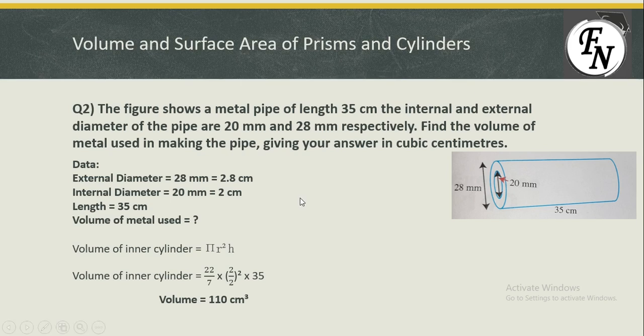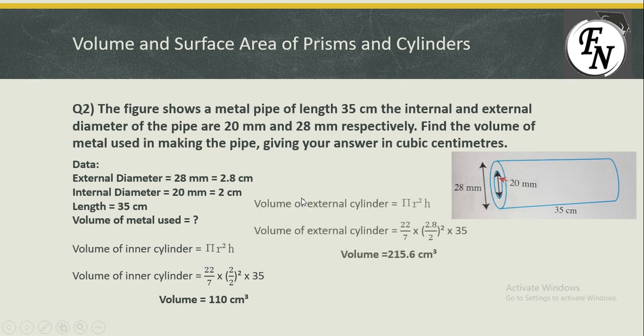After that we will be working on the external diameter. So external volume will be pi r square h, and now here the diameter of the external cylinder is 2.8, that is also divided by 2 to obtain the radius. And then we have simplified, we have put the similar height as the heights are same. So when we solve it, we get the volume as 215.6 cm cube.